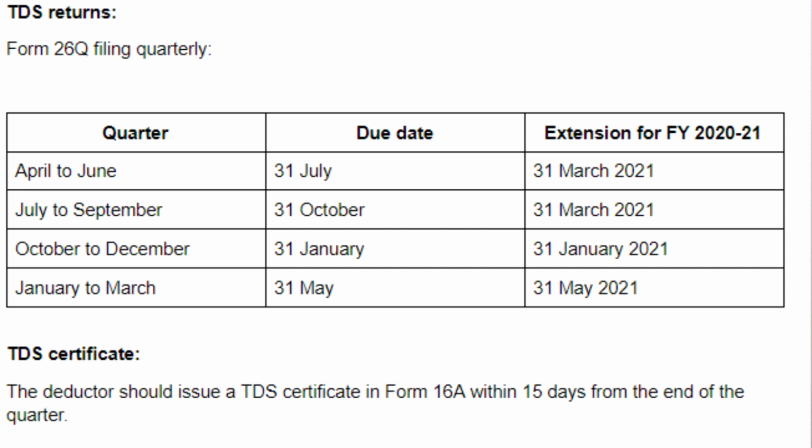Do note that for the financial year 2021, an extension applies. For Q1 and Q2, the due date is 31st March 2021. However, the due date for Q3 and Q4 remain the same. Lastly, after the deduction of tax, the deductor also should submit a TDS certificate in Form 16A. The time limit for submitting the TDS certificate is 15 days from the end of the quarter.